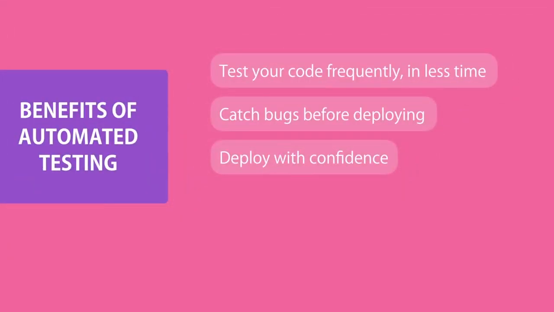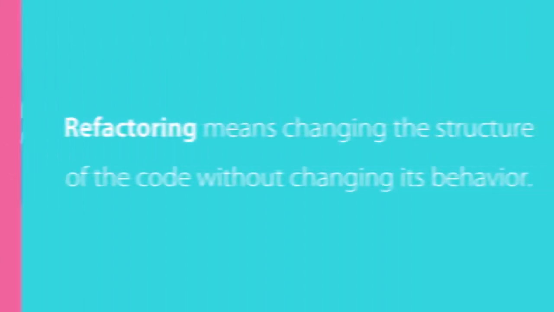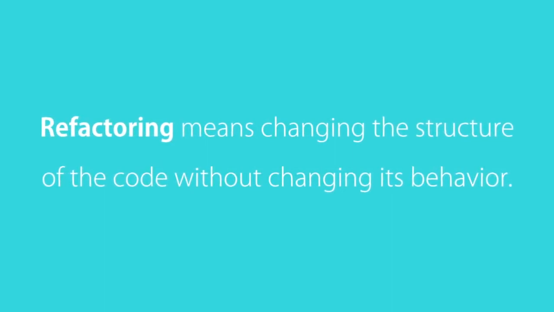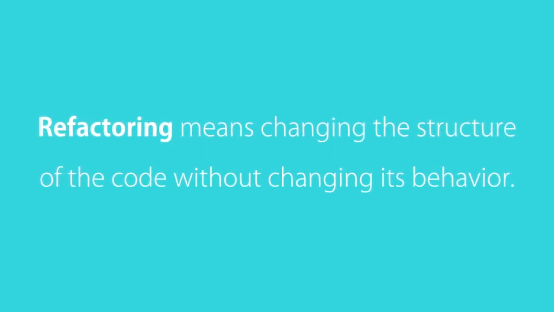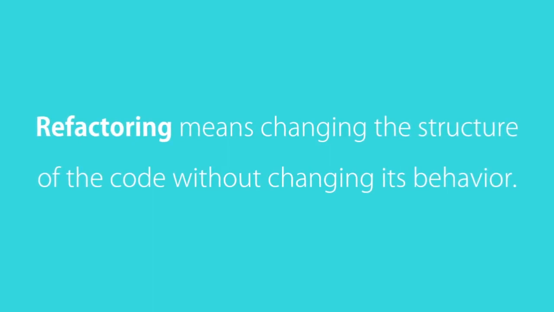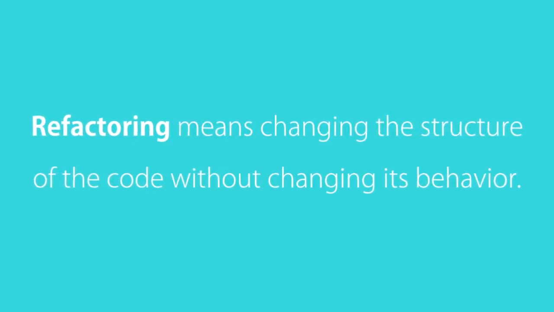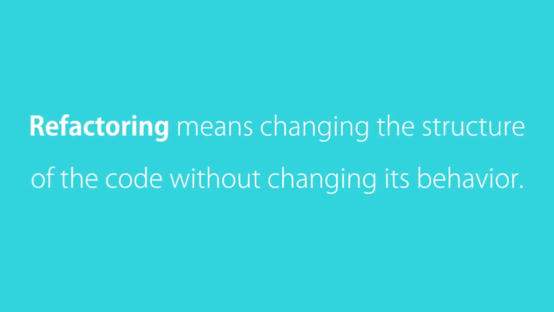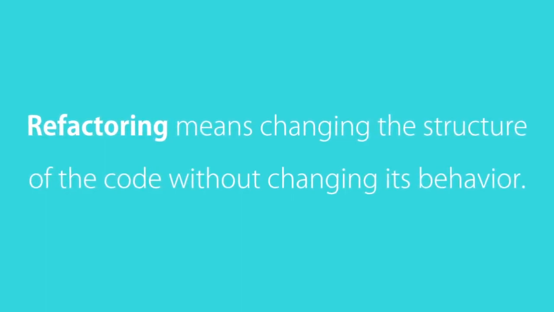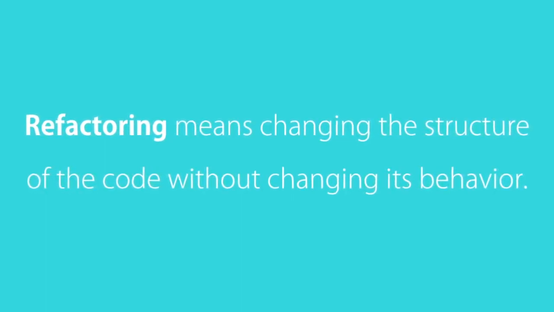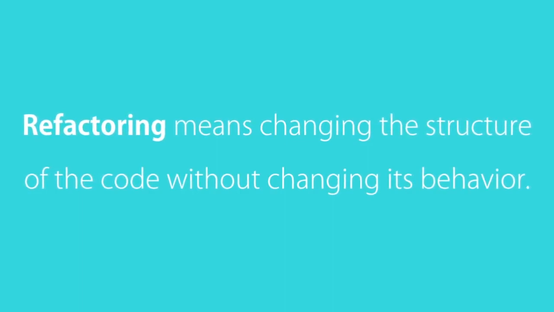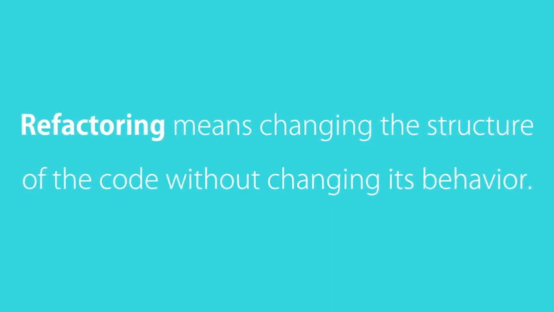Another benefit of automated tests is that they allow you to refactor your code with confidence. Refactoring means changing the structure of your code without changing its behavior. If you extract a few lines of a method into a separate private method, that's refactoring. If you rename a method, that's refactoring too. You're changing the structure of your code to make it cleaner and more maintainable, but you're not changing the functionality.